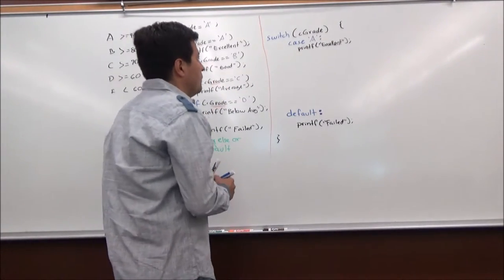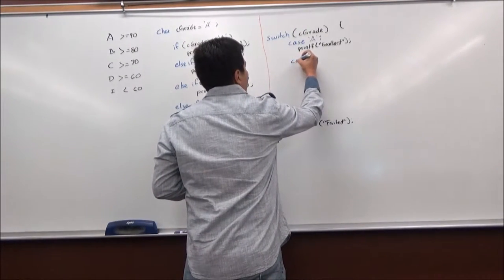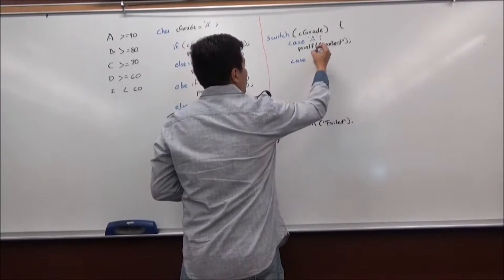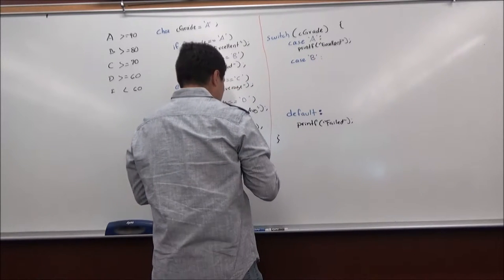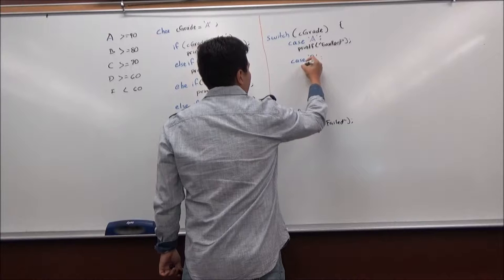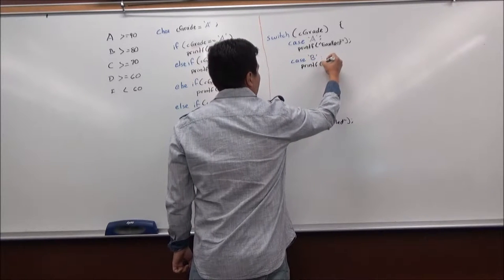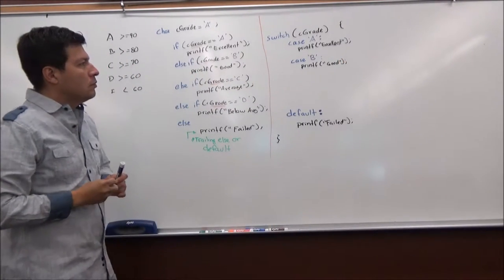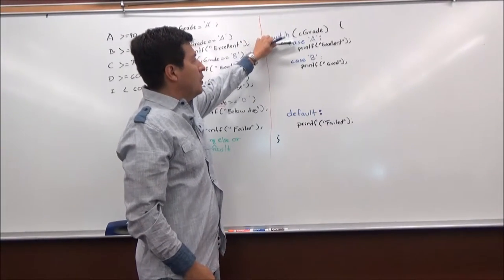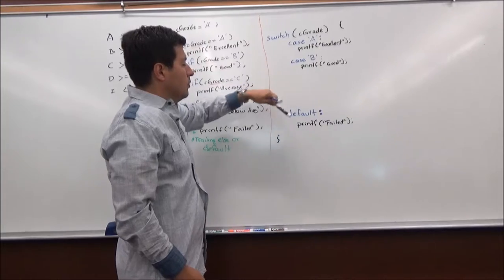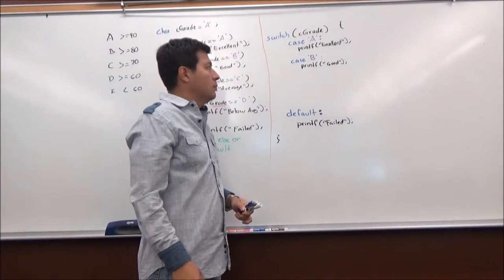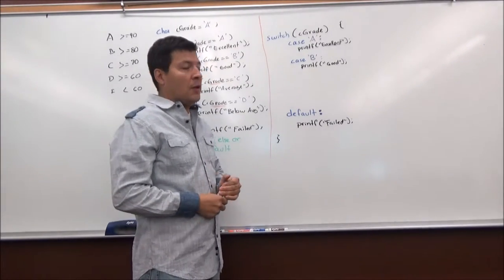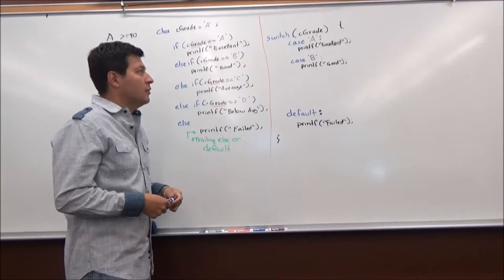So, for instance, if I do case B, so if I have a B, the computer's going to look at the switch, find case A, no, case B, okay, printf. What do you think is going to print out right now? It's going to say good failed. Because what if you got an A? It's going to print excellent, good failed.